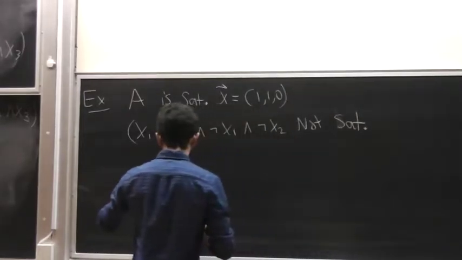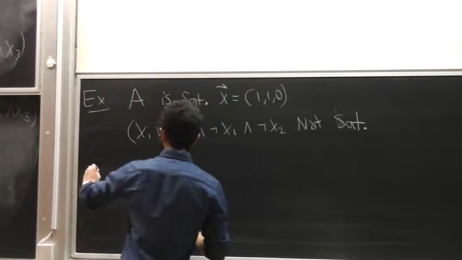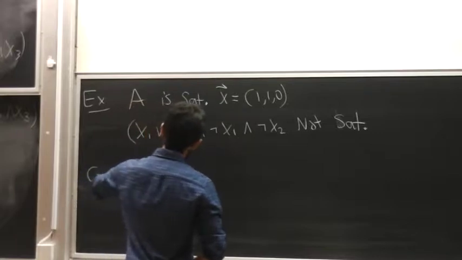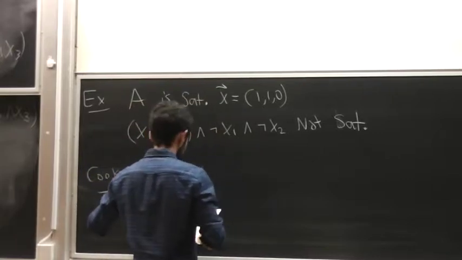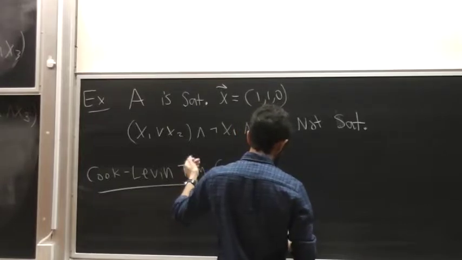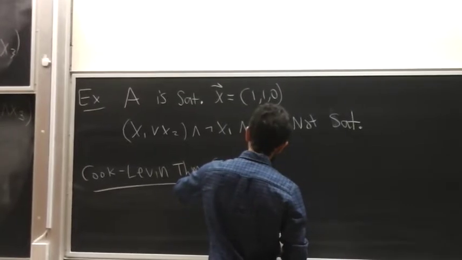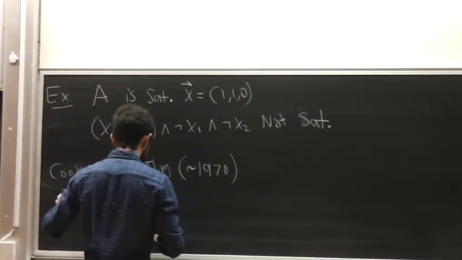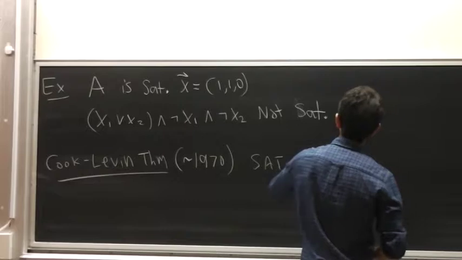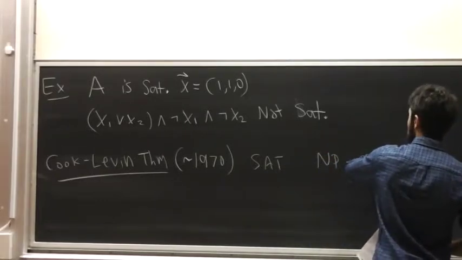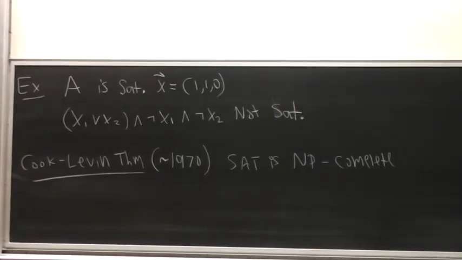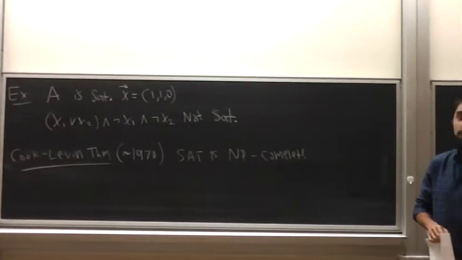First of all, let's do this. It's called the Cook-Levin theorem. I don't know exactly when it was published. It was published later than when they started working on it, but it was around 1970. They proved that satisfiability is an NP-complete problem. And actually this was the first problem that was proved to be NP-complete.